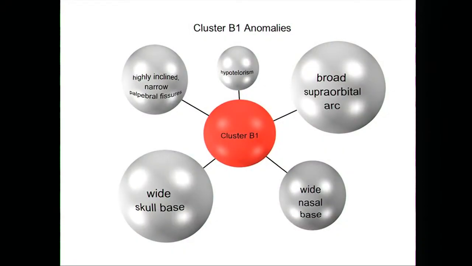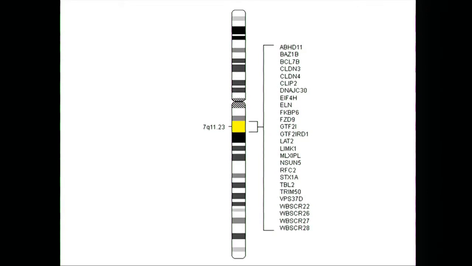This first one is called, around the lab, cluster B1, with highly inclined narrow palpebral fissures, the eye fissures, and a number of other features. And then when we broke blind and went to the CNV database, we found that this relates to kind of a famous region. This is the Williams-Beuren duplication region. There were at least 4 cases of Williams-Beuren in the SSC cohort. So this is the long arm of chromosome 7, and this region here is duplicated.